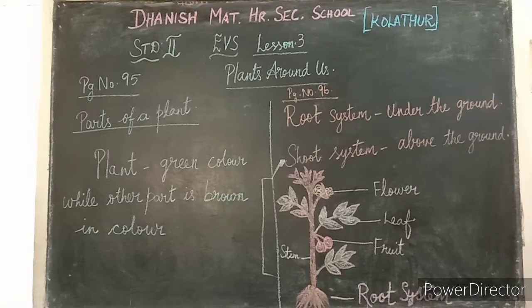So next, on page number 97, you have to label the parts of your plant: flower, leaf, stem, root, fruit. You just do this as your assignment. And we are going to see now different kinds of plants.